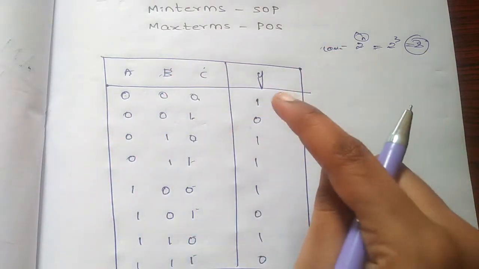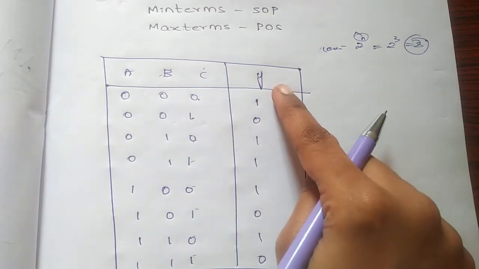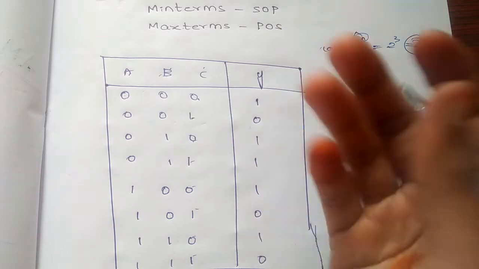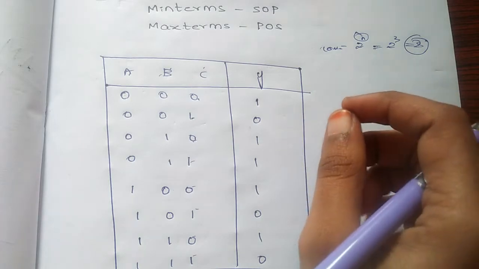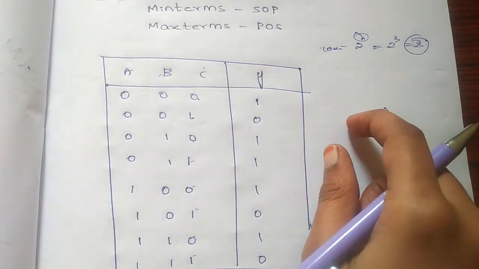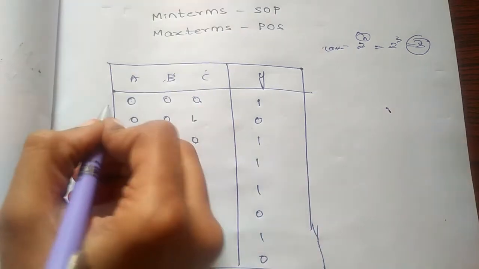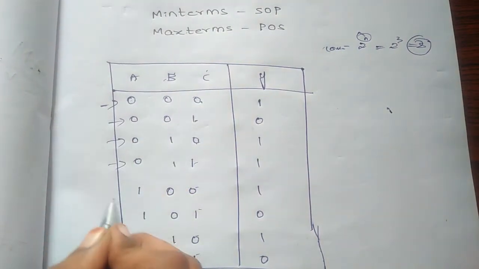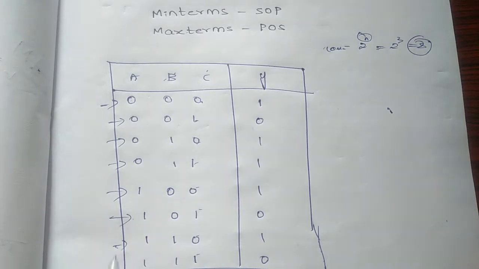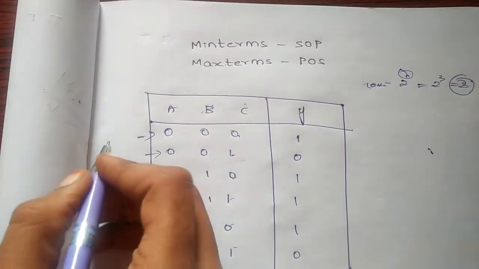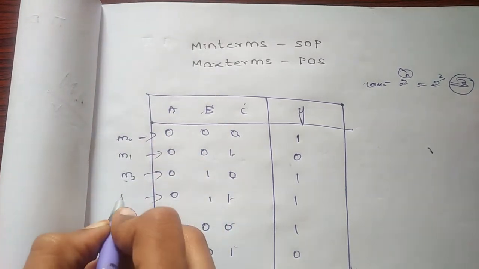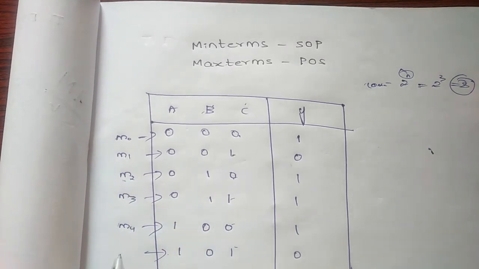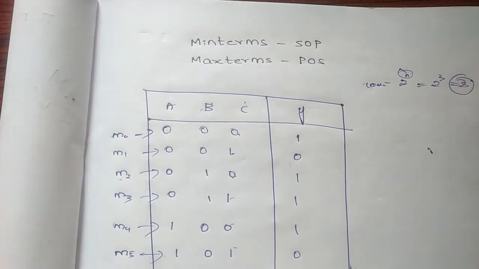Now we would like to represent the output of this truth table in terms of minterms or maxterms. Either minterms or maxterms you can represent. But how to represent both? First of all, let us give a name to each combination: M0, M1, M2, M3, M4, M5, M6 and M7. 0 to 7, total 8.